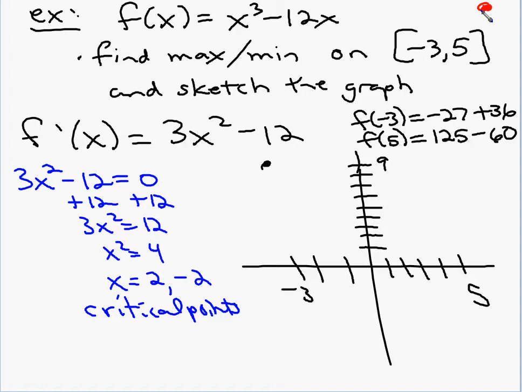Now, in between there, I know at 2 and negative 2, the slope of the tangent line appears to be 0. All right? So why don't we find the value of the function at those points? I'm running out of room over here, so what is f of positive 2? F of positive 2 is going to be 8 minus 24. So that's going to be negative 16. So f of positive 2 is way down here at negative 16.